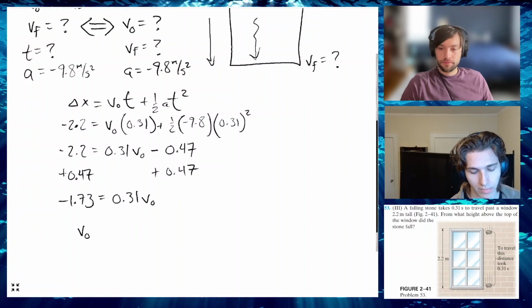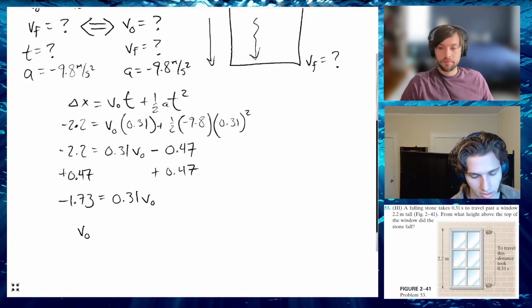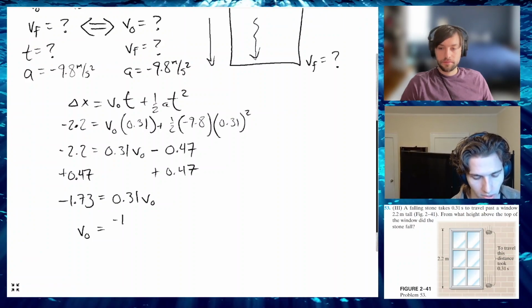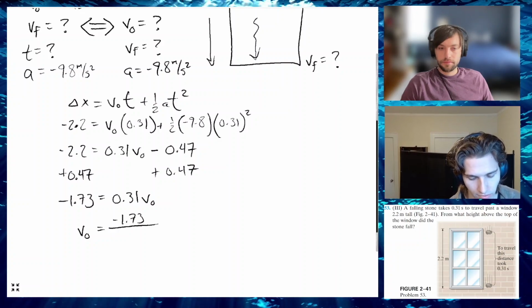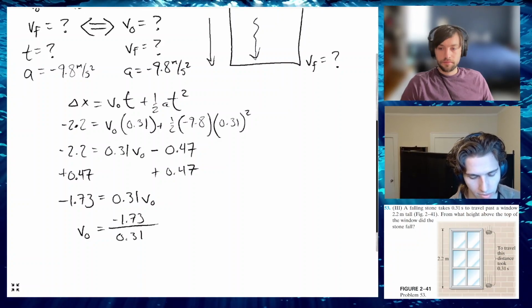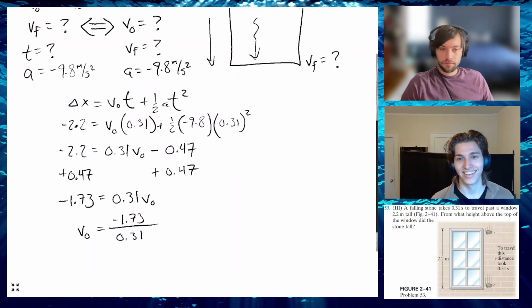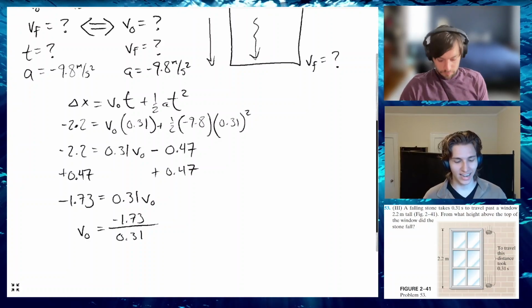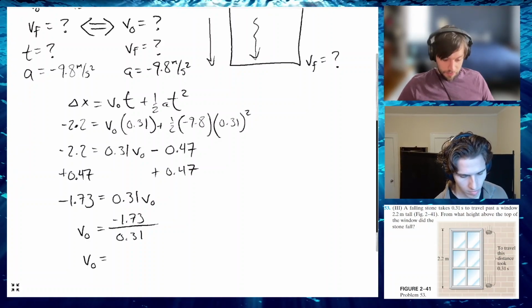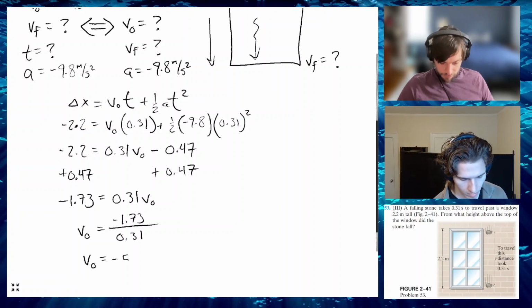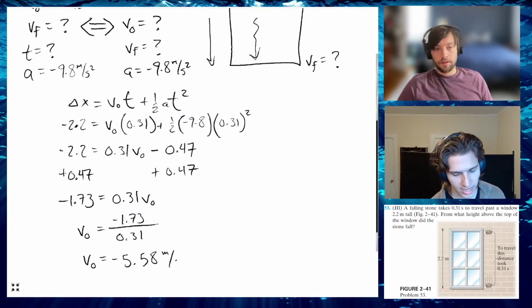Finally, we had to divide both sides by 0.31. So we get V naught equals negative 1.73 divided by 0.31. Go ahead and do that on a calculator. And you can use the negative sign now. This one I got negative 5.58. Perfect. Meters per second, right?